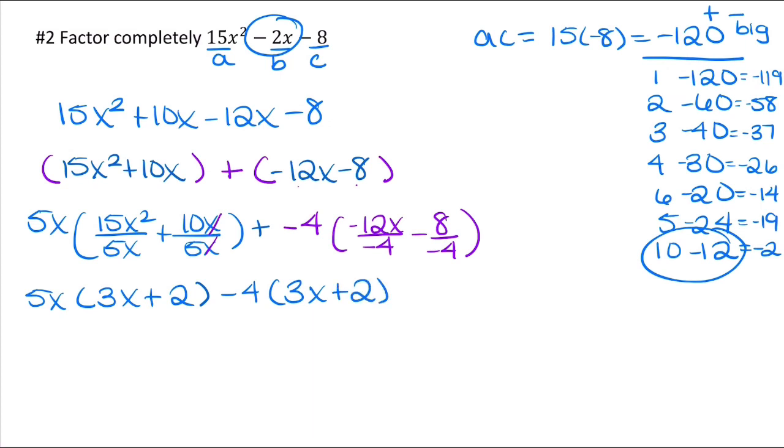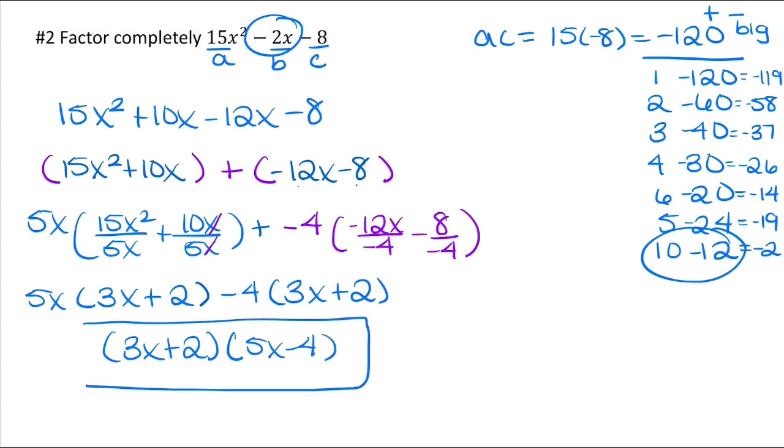Okay, so now notice that we have this common binomial factor, right? We have this 3x plus 2. So I'm going to go ahead and pull that out. So I have 3x plus 2, and then I write parentheses, and then remember I do the terms that are on the outside. So then I have 5x minus 4. Okay, so that is going to be the fully factored form of this expression.